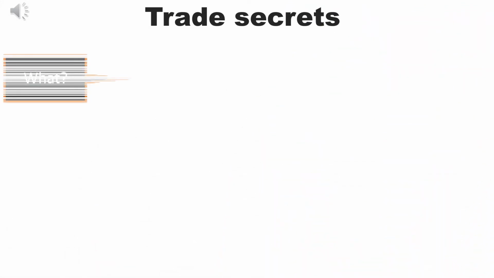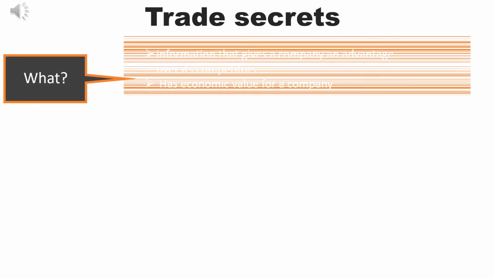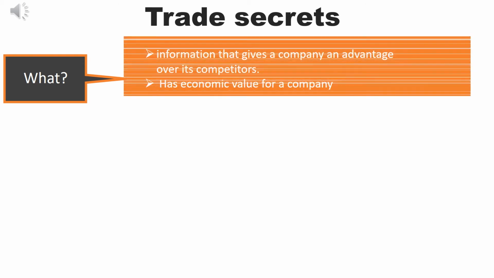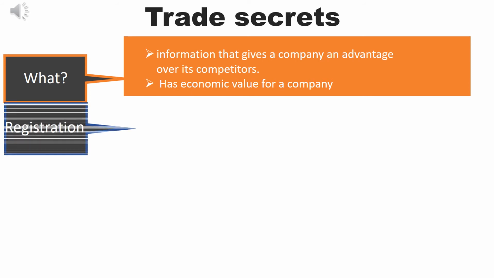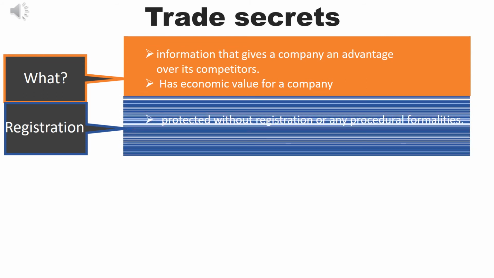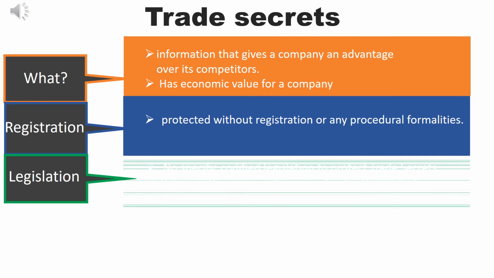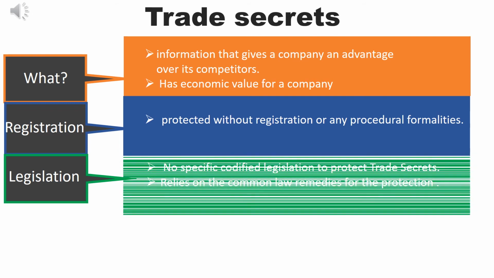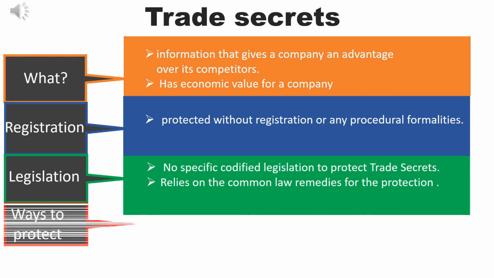Now, the last one to be discussed here is trade secrets. A trade secret is a formula, practice, process, design, instrument, pattern, commercial method, or compilation of information which is not generally known to the public and by which a business can obtain an economic advantage over its competitors. The owner of the trade secret generally intends to keep that information hidden and confidential. Trade secrets are protected without any registration. That is, trade secrets are protected without any procedural formalities.